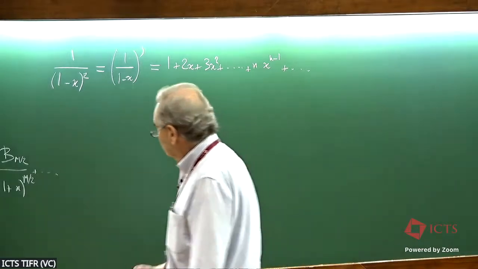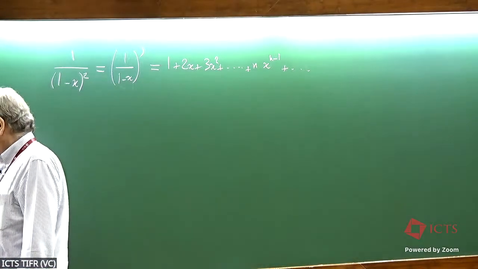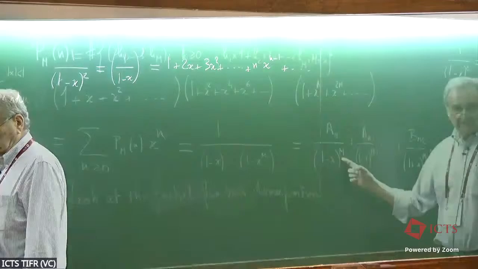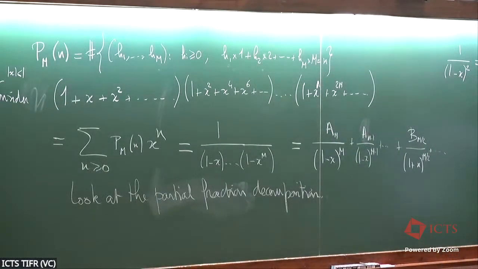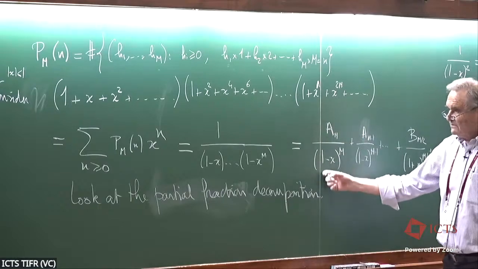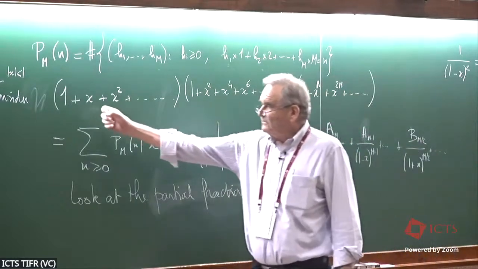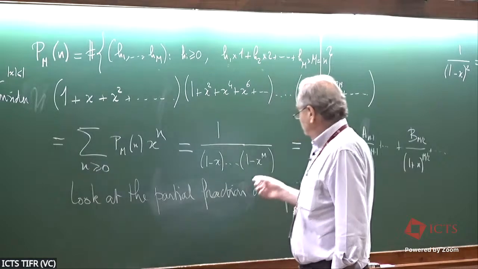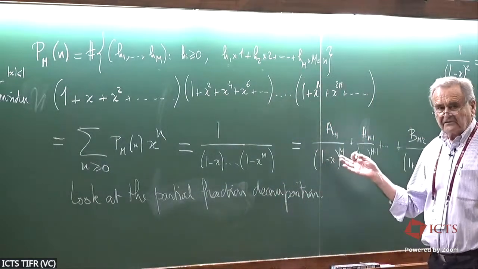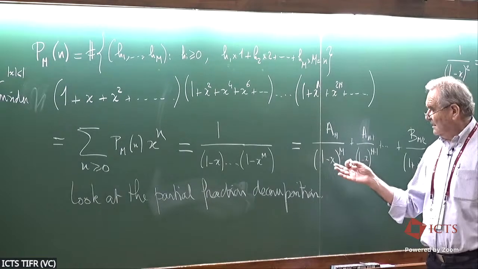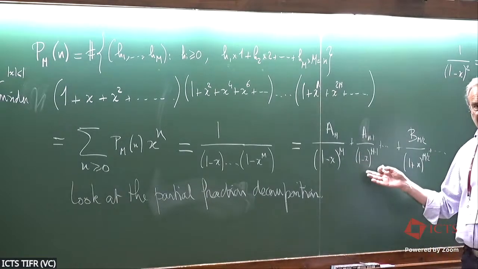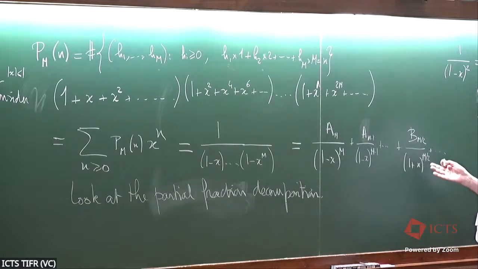And since here you are differentiating m times, each time you get a polynomial of degree m minus 1. So here you have an expansion with coefficients which are polynomials of degree m minus 1 in n. Okay? Here it will be of less degree. This will be of less degree. This will be of less degree.